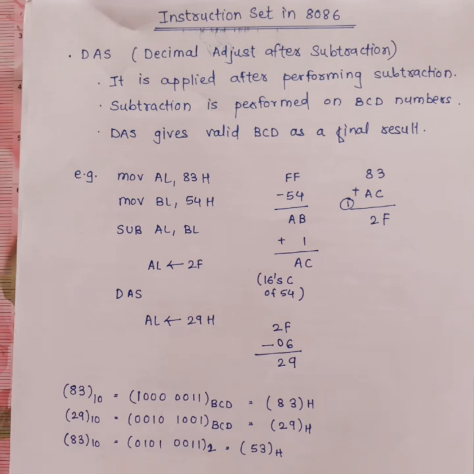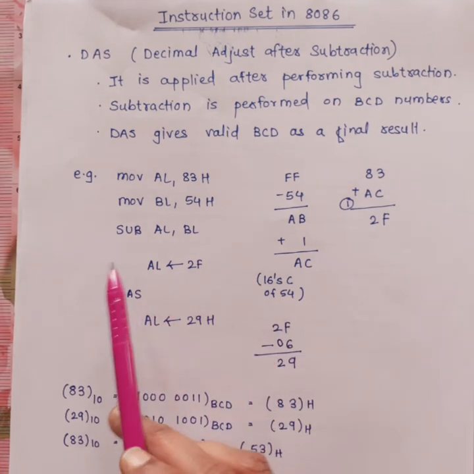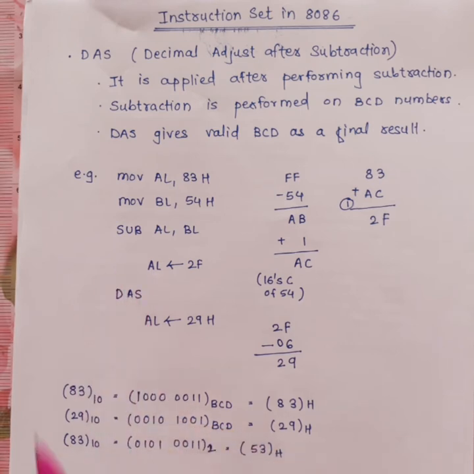Let us see the DAS instruction from the instruction set of 8086, which stands for decimal adjust after subtraction and which is applied only after performing subtraction on the BCD numbers. So before we see the example of DAS, have a look and make the difference clear among decimal, BCD and hexadecimal.